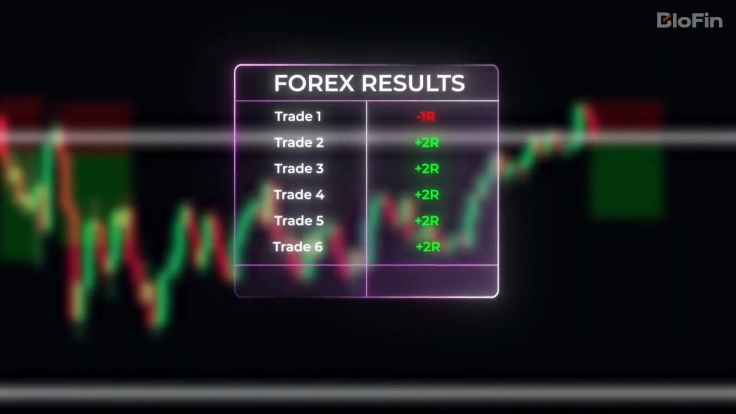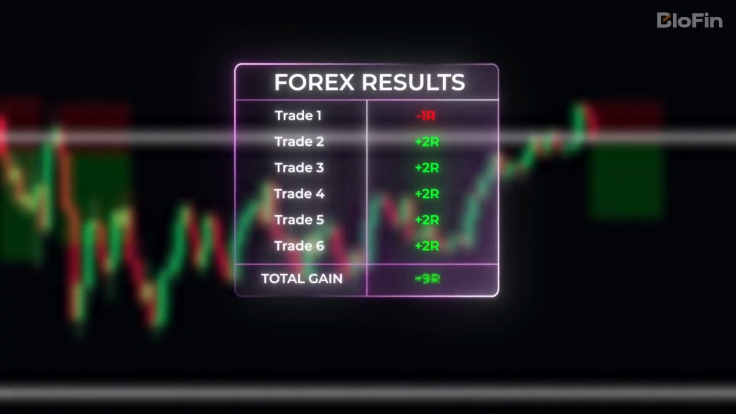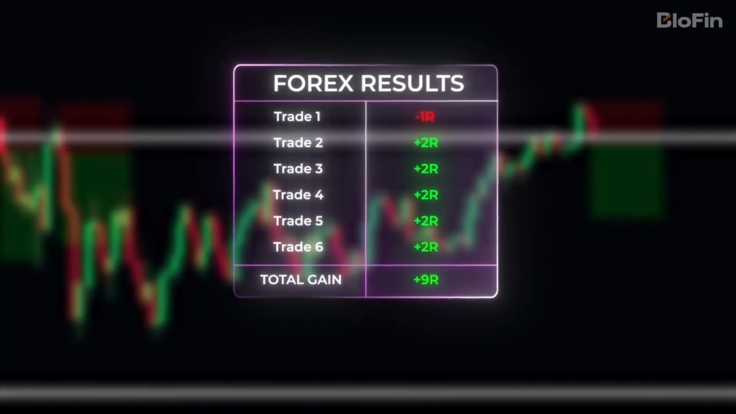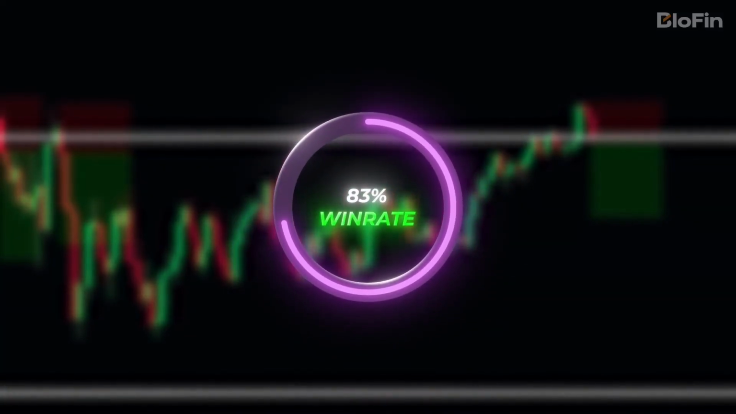Out of 6 trades we took on Euro-USD, the strategy gave us 5 wins and only 1 loss, with a total gain of 9R. That's about an 83% win rate on the Forex market, which is a very solid result.